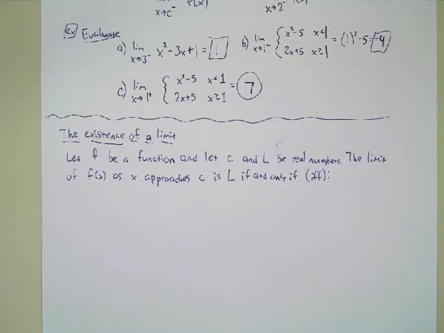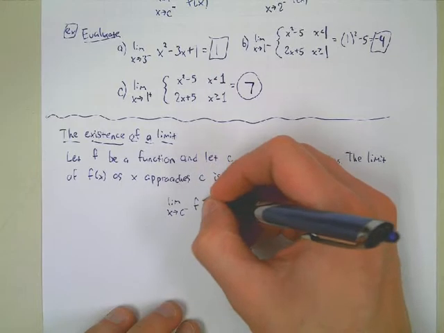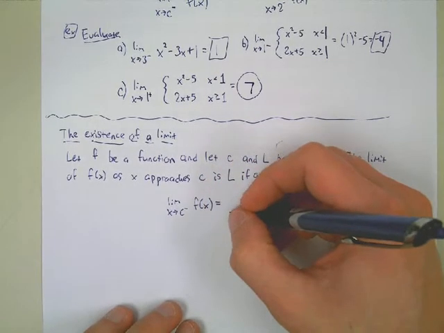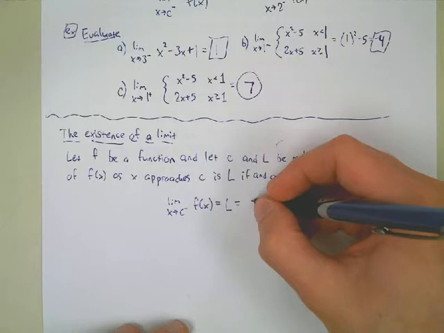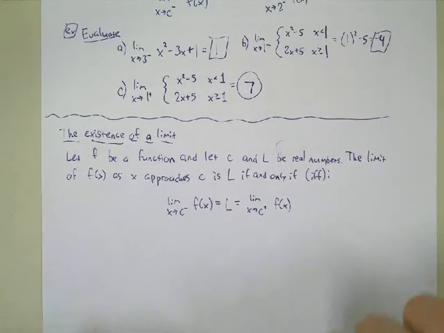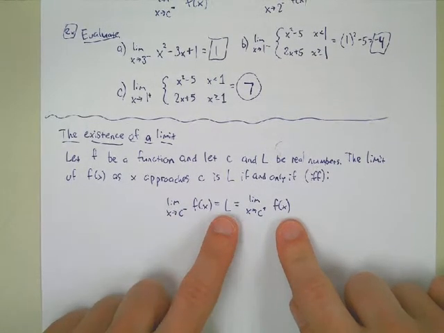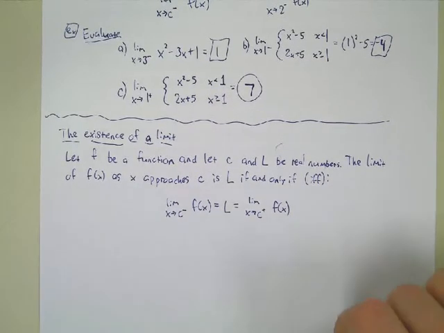Okay, so the limit of f of x as x approaches c equals L if and only if the limit as x approaches c from the left of f of x is equal to L, which is also equal to the limit as x approaches c from the right of f of x. So the left-hand limit and the right-hand limit both must be equal to the same number, L. We say the limit exists if the left-hand limit and the right-hand limit agree.